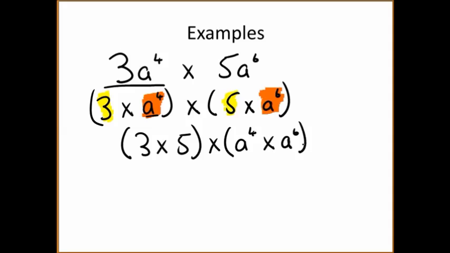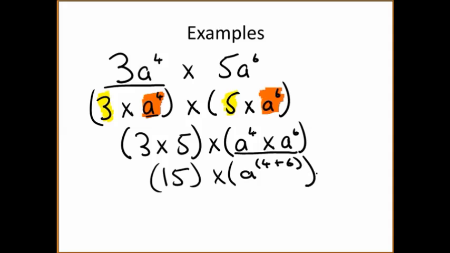Well, we know that 3 multiplied by 5 is equal to 15, and that a to the power of 4 and a to the power of 6, through our general rule, is a to the power of 4 plus 6. We add the indices. So this gives us our answer as 15 times a to the power of 4 plus 6, which is 10. So our answer is 15a to the power of 10.